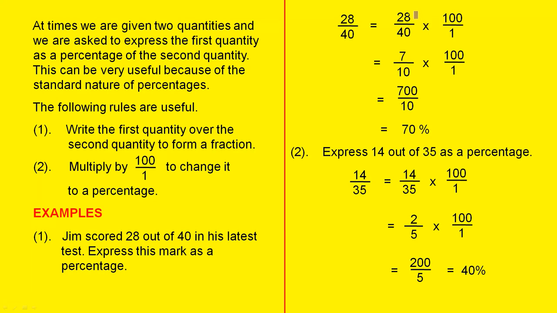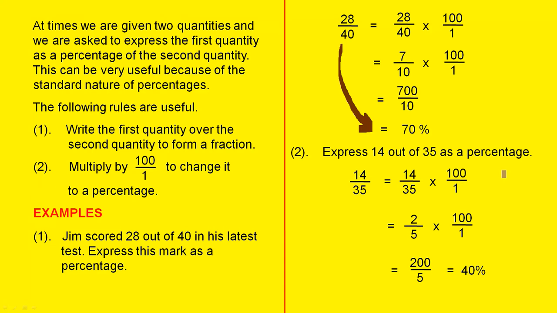Divide top and bottom by 4. So when you can simplify this fraction, it is helpful to do so. If we divide top and bottom by 4, that gives us 7 over 10 times 100 over 1. 7 times 100 is 700. 10 ones are 10. 700 divided by 10 is 70%. So a score of 28 out of 40 is actually 70%.